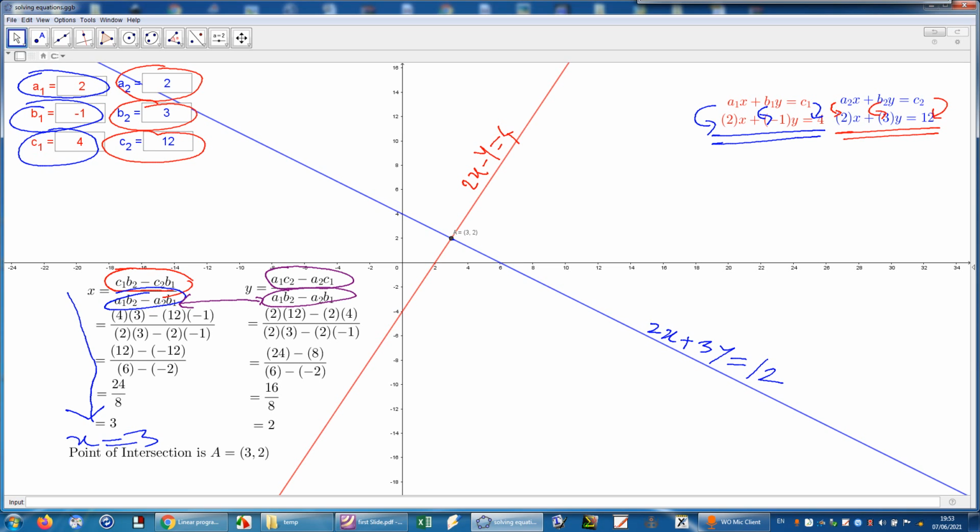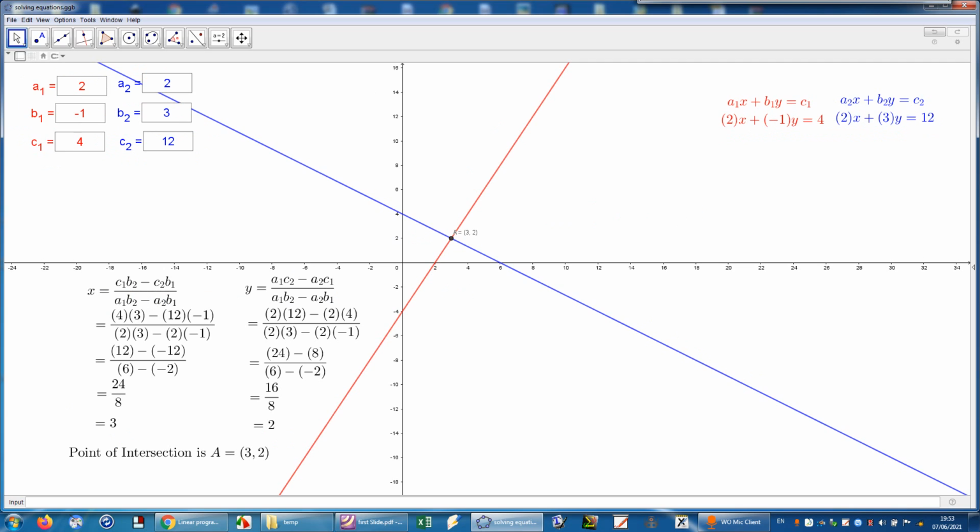Again substitute the values of A1, B1, C1 and A2, B2, C2 and see whether you get y is equal to 2 or not. Geometrically you can see that this point is 3 and here it is 2. So A, the intersection point, has coordinates 3 and 2. This is how we determine the coordinates of the intersection point of two lines.